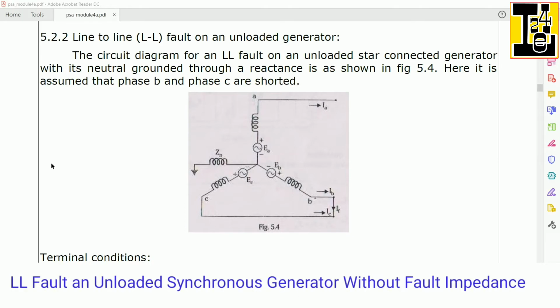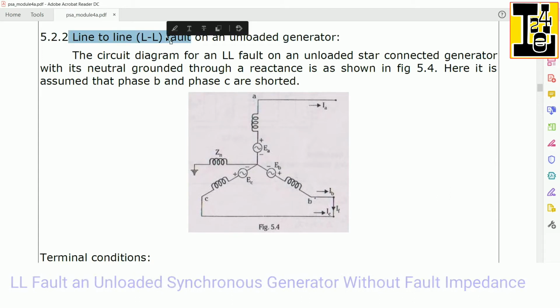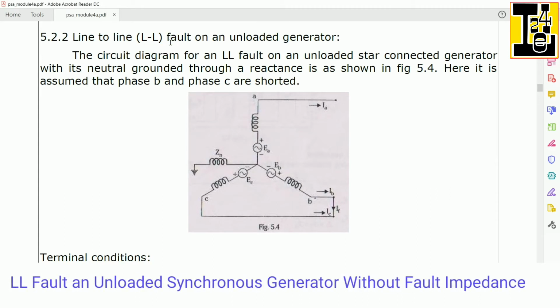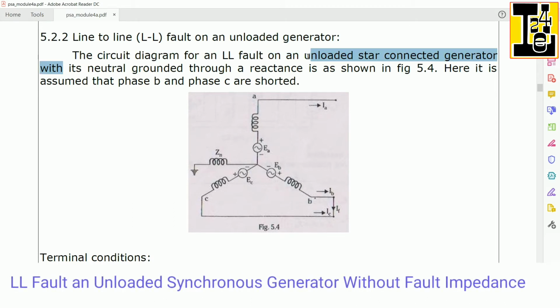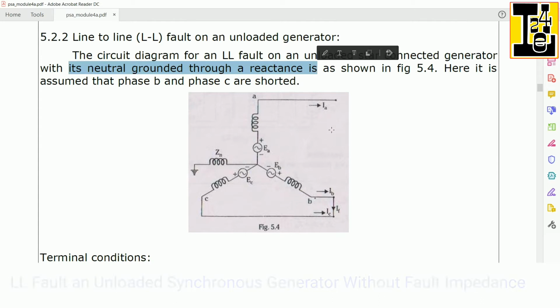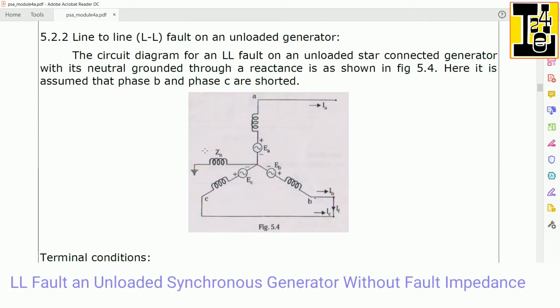Dear students, in this video we will find an expression for the fault current when a line to line fault, that is the LL fault, takes place on the terminals of an unloaded synchronous generator. The circuit diagram for an LL fault on an unloaded star connected generator with its neutral grounded through a reactance is shown in this figure. You can observe the reactance which is connected between the neutral point and the ground.